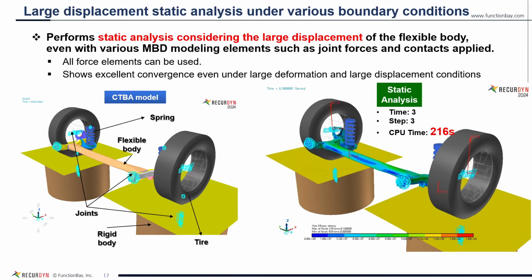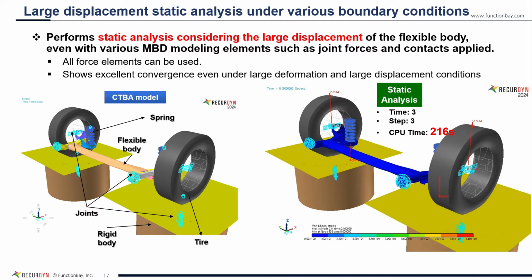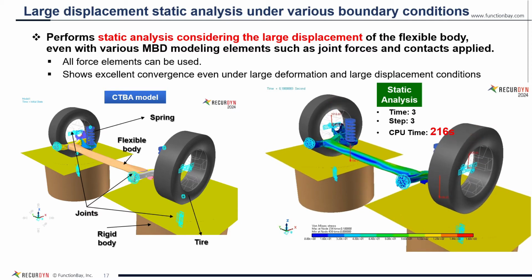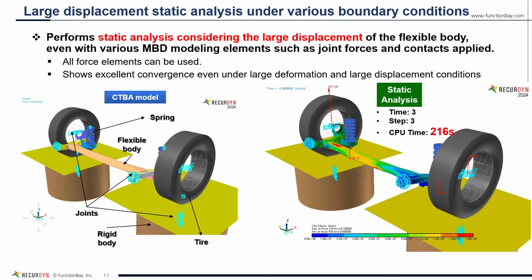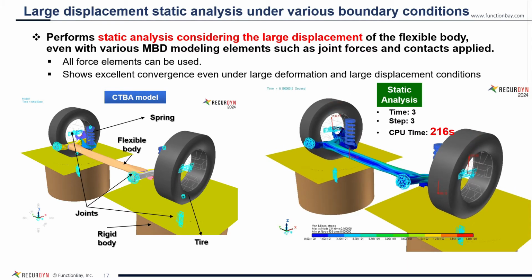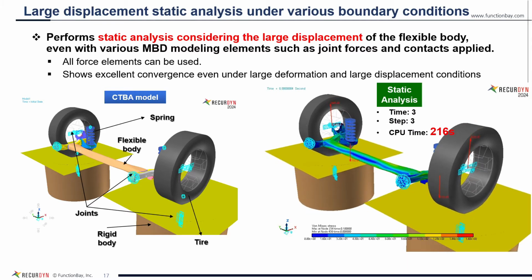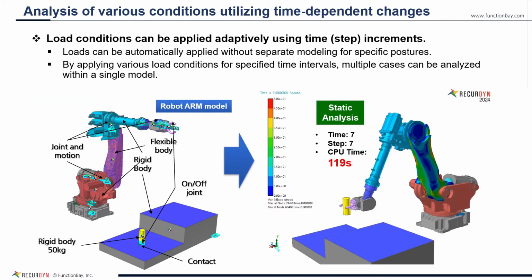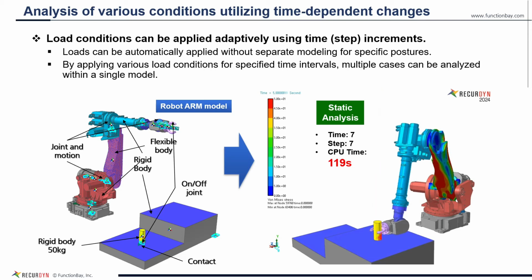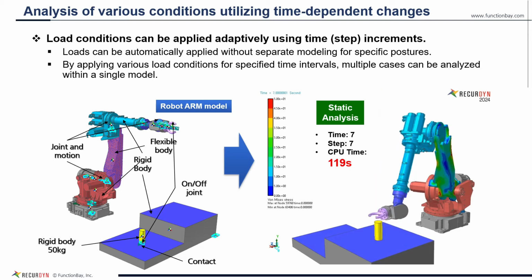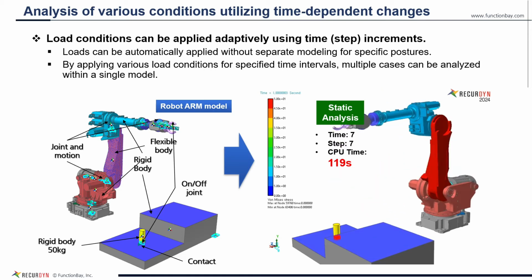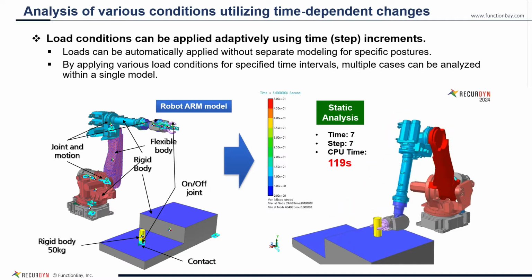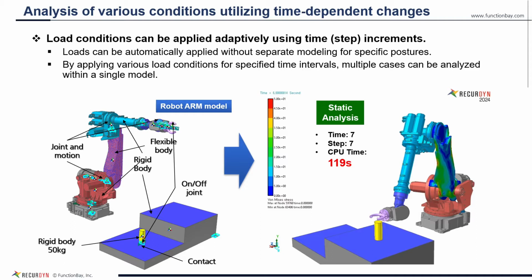Additionally, special force elements such as a tire can be directly applied without any issues for this kind of static analysis. This is truly an efficient analysis capability. This is similar to what I mentioned earlier. You can perform static analysis for various conditions with a single model. This means there is no need to rebuild the model for each posture that changes over time during static analysis.